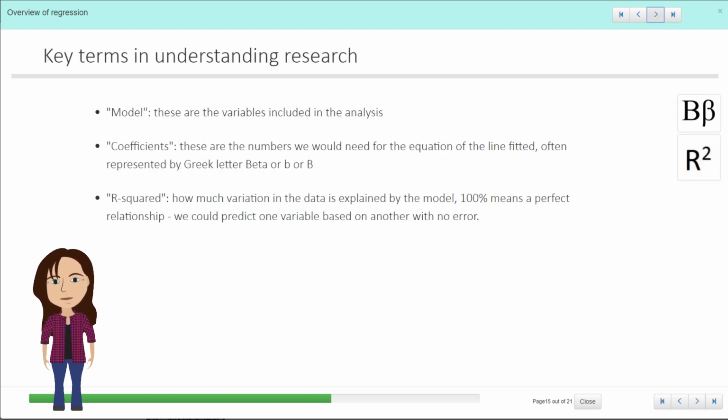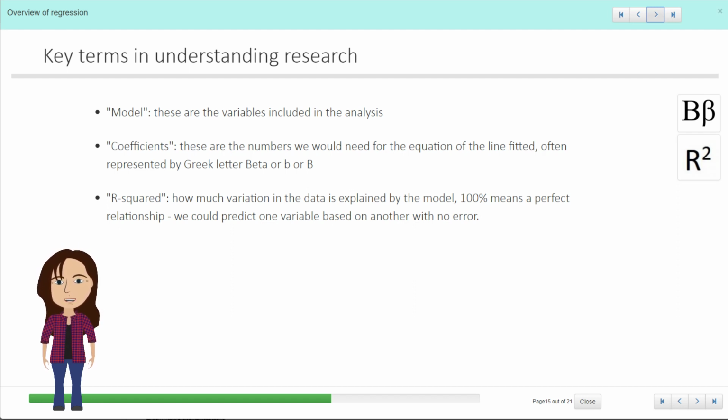So key terms for understanding the research: when a researcher says they fit a model, that means they're talking about the variables they've used to try and explain something. The coefficients are the numbers that we would need to actually write out the equations, and these are often called lowercase b, capital B, or the Greek letter beta. You'll see a few variations of that depending on the software.